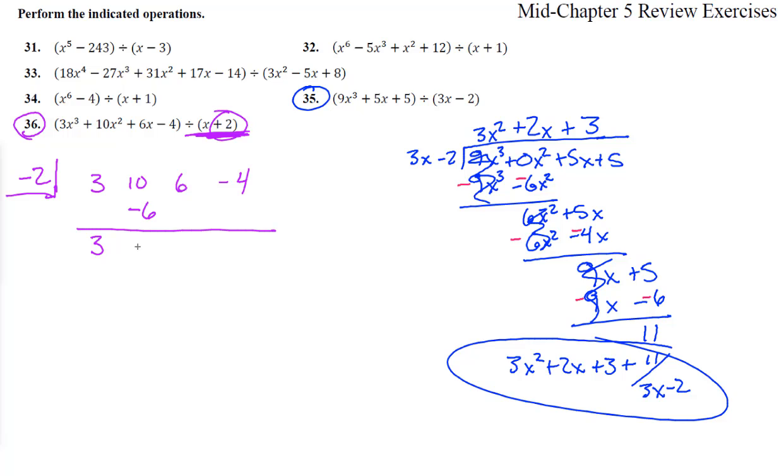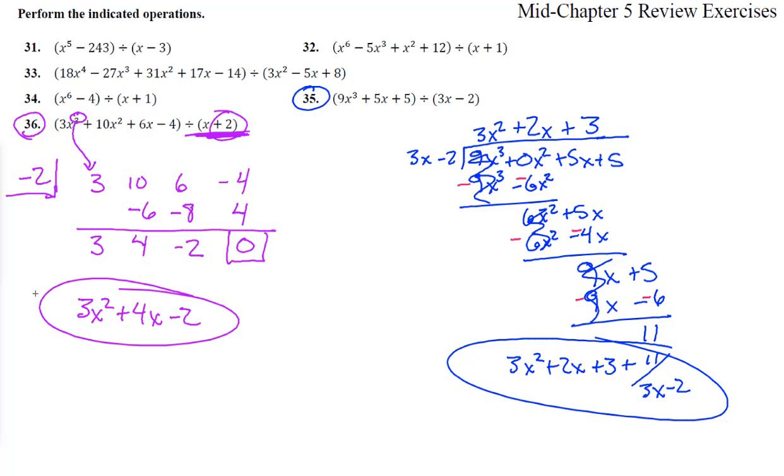10 plus a -6 is 4. -2 times 4 is a -8. 6 plus a -8 is a -2. -2 times -2 is a +4. Oh my word. No remainder. That means x plus 2 goes in there evenly. And where this was an x cubed in this column, it's now dropped a power to 3x squared plus 4x minus 2. And that's our solution.